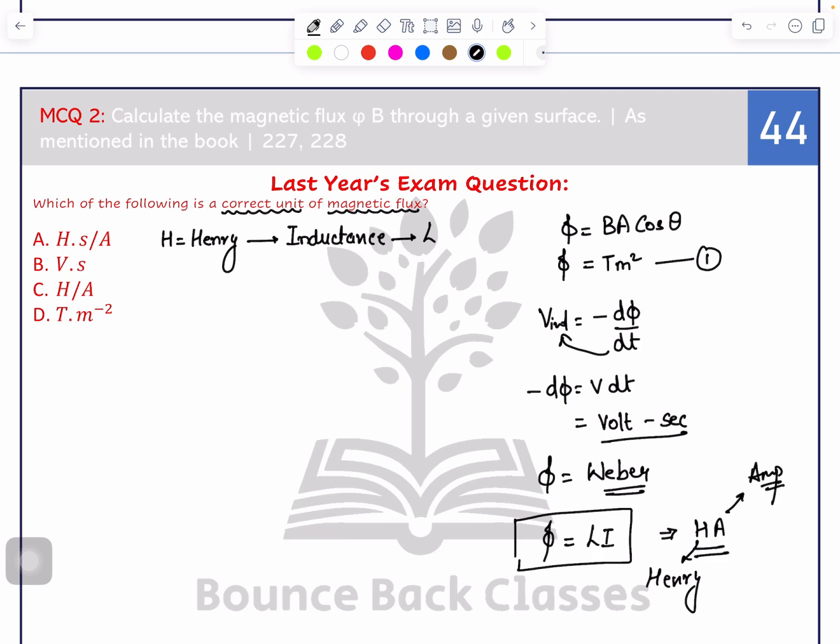Okay, now just check this. Henry second per ampere. No, it's Henry ampere. Volt second. Yes, correct. Henry multiplied by ampere is correct. And Henry divided by ampere, not correct. Tesla meter square, multiply, not divide. This is also wrong. So the correct answer is your volt second. Clear, guys?